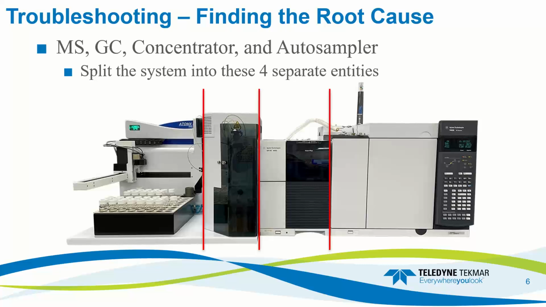So how we do that is we split our system up into 4 separate entities. Here we have your detector, mass spec in our case, the GC, the Purge and Trap, and the autosampler. And you always want to start your troubleshooting with the detector and then work your way down to the autosampler.